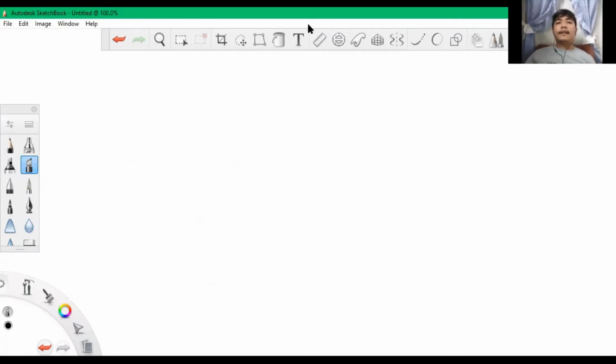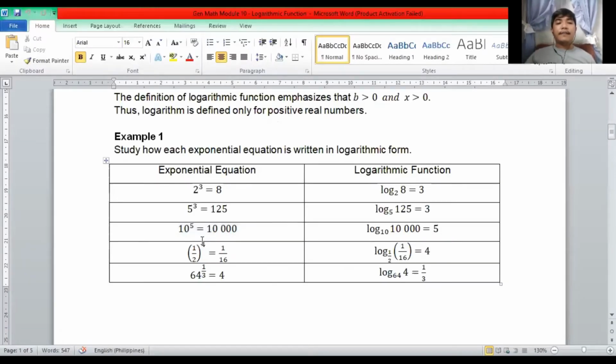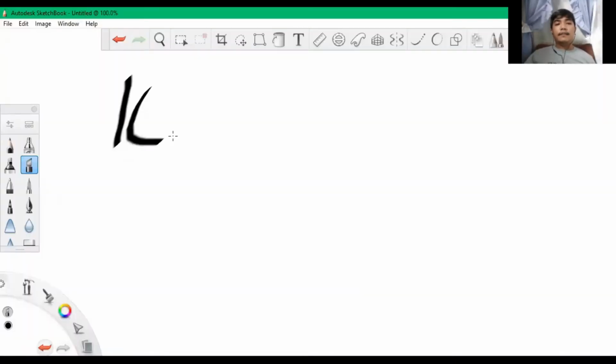So let's have another example. We have 10 raised to 5 is equal to 10,000. Okay, so we have 10 raised to 5 equals 10,000.